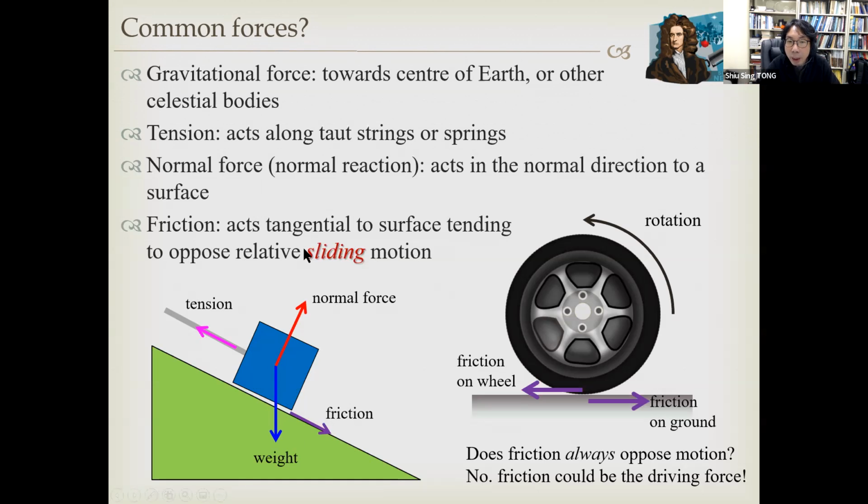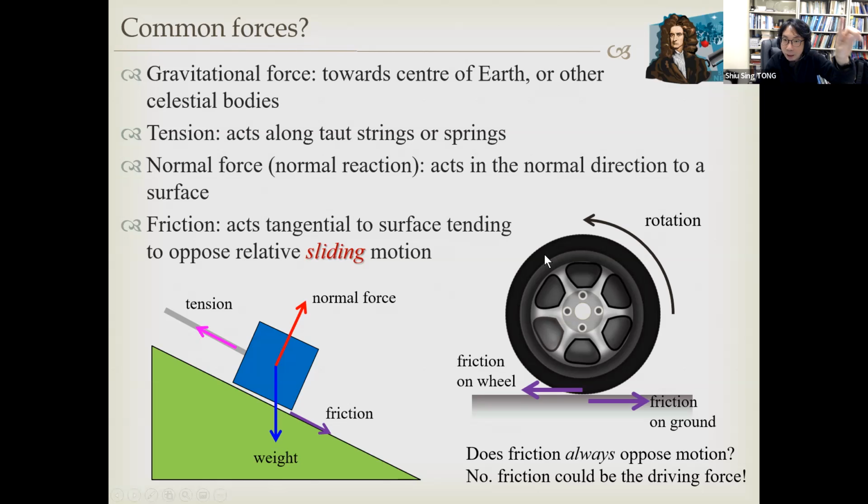Now, I must clarify a misconception about friction. Somebody tells me that friction is a force that always prevents motion, that always opposes motion. This is not always true. Why? Imagine I have the wheel of a car rolling forward like this. In this diagram, it is rolling forward in the anti-clockwise direction. So imagine you have a car, and I can see the wheel of the car rolling forward in the anti-clockwise direction. So how would the car move? Do you know?